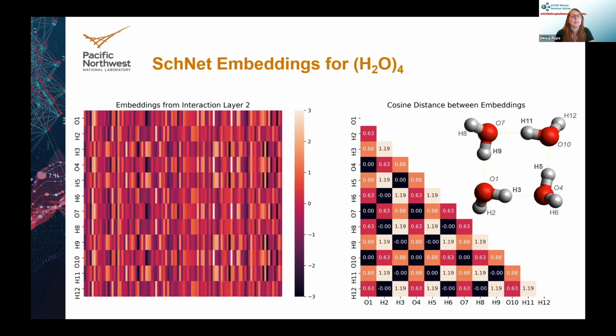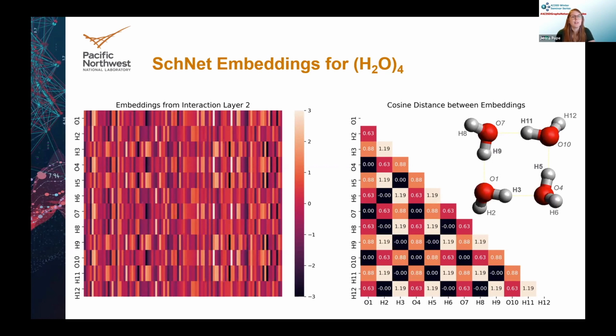And then we can take the cosine distance between each embedding to see how different those embeddings are. So looking at the cosine distance in the embeddings of the oxygen atoms, we can see that they're always 0. So we can see O7 to O1, 0, O10 to O1, O4 to O1, all 0. So this is exactly what we expect because all 4 oxygens are equivalent here.